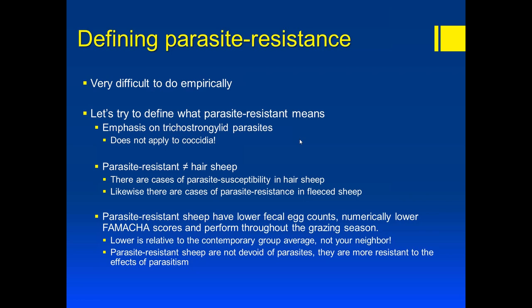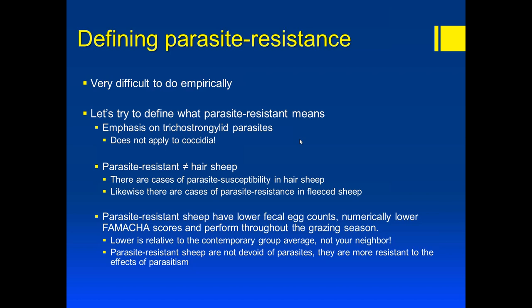But what I mean by parasite resistance in this talk today is particularly that the type of parasites that we're looking at are trichostrongylate parasites. And of those trichostrongylate parasites, we're specifically targeting Haemonchus contortus. Now, just because one of these sheep is resistant to Haemonchus contortus does not apply to coccidia. Just because they're resistant to nematode parasites does not mean that they are resistant to intracellular parasites. So I want to make sure that we have that clear definition or statement defined.